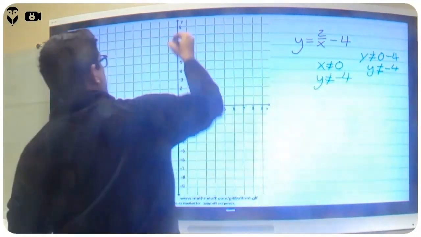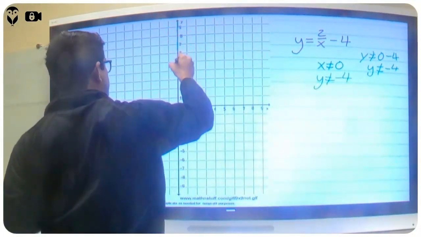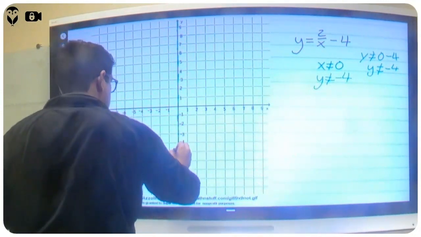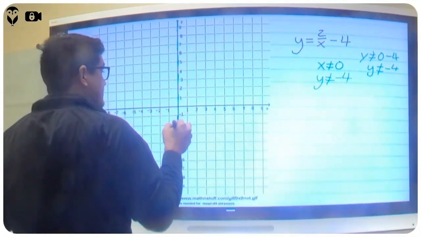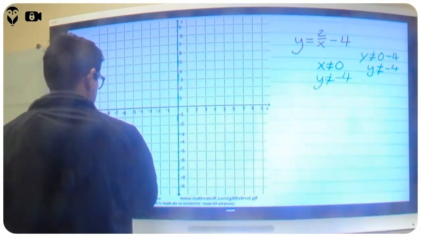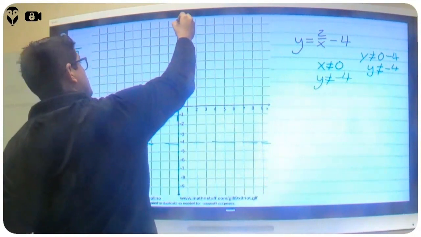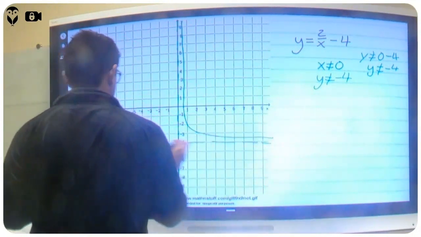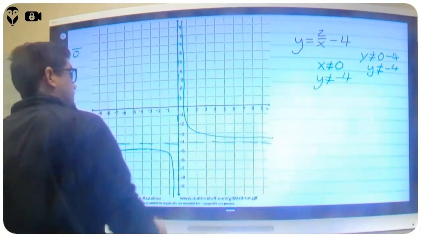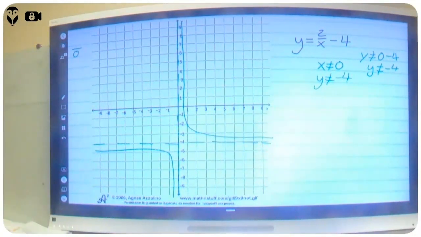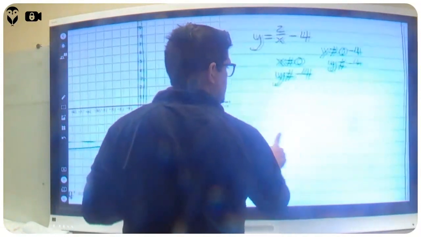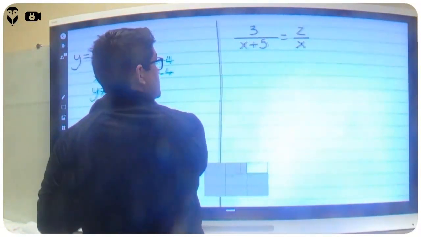So x equals 0, let's go through here, and y equals negative 4, that's here. So those are my excluded values. It's going to look something like this, with a little turn and this right here. And that's correct.